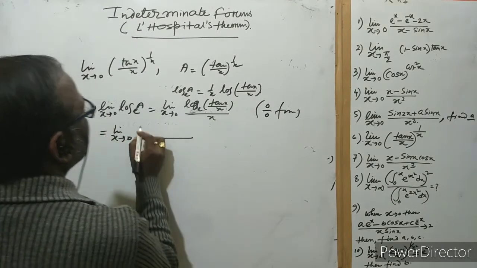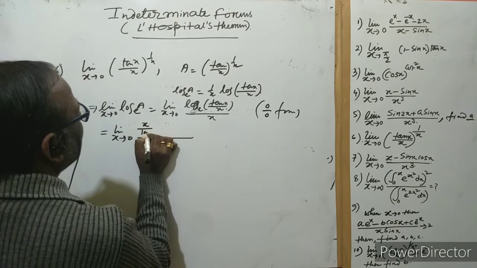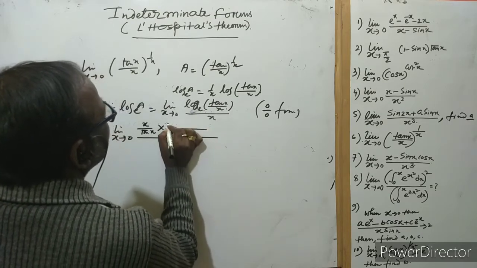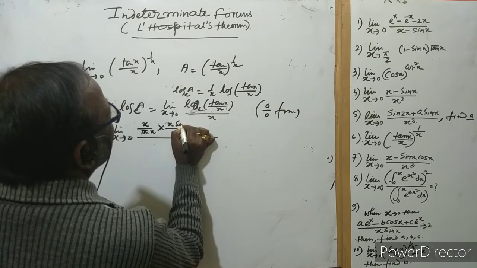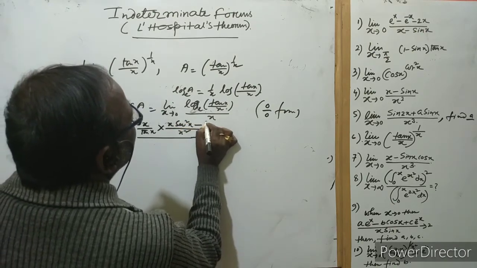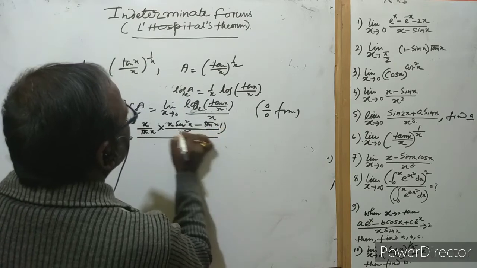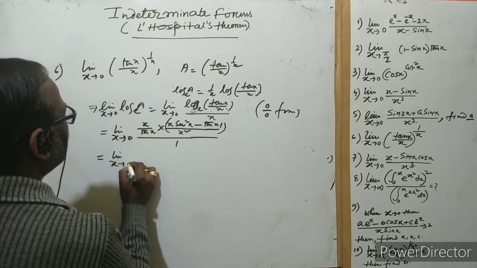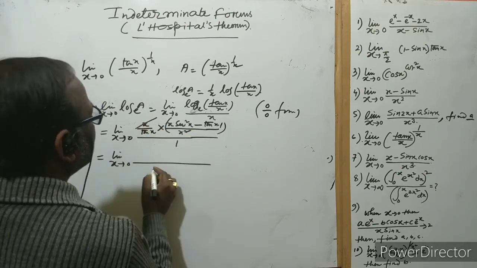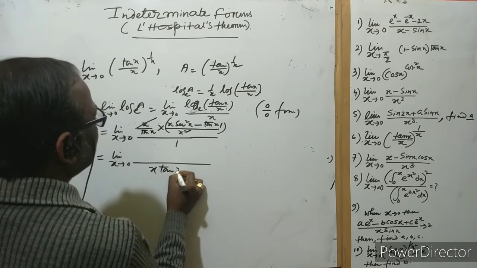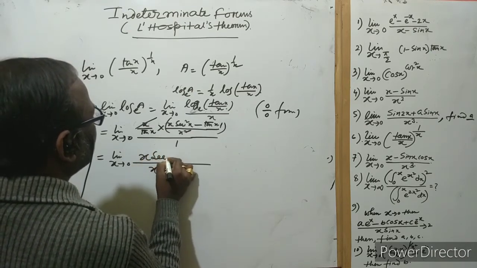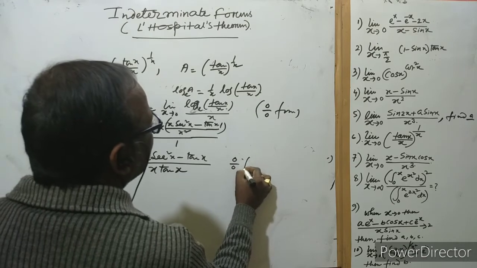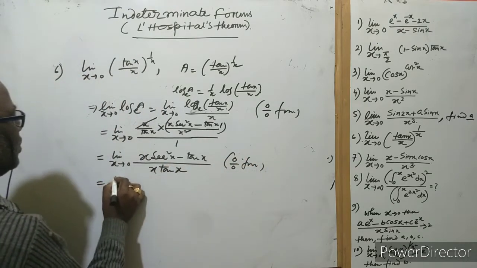So yeah, apply the L'Hospital rule directly. So differentiate log of tan x by x. We get here 1 by (tan x by x). Okay. And differentiate like u by v here. Okay. x into sec square x, and tan x into the derivative of x, which is 1, over x square. Limit x tends to 0, (x sec square x minus tan x) by x tan x. This is 0 by 0 again. Okay, so apply the L'Hospital rule.